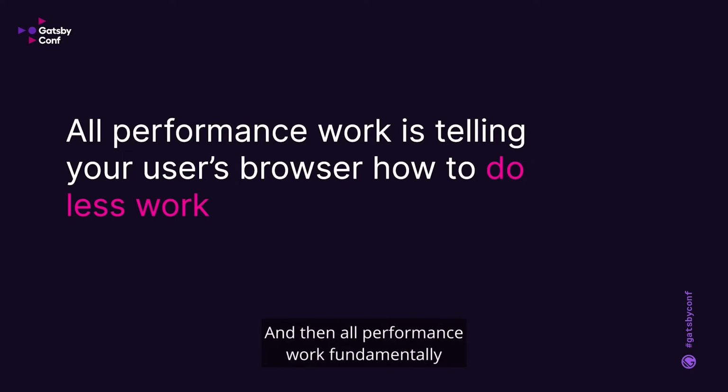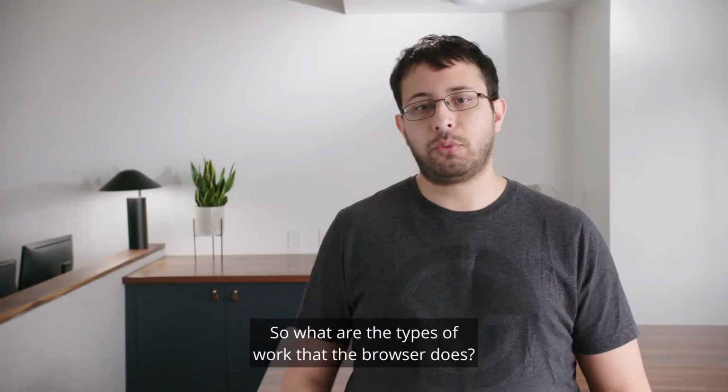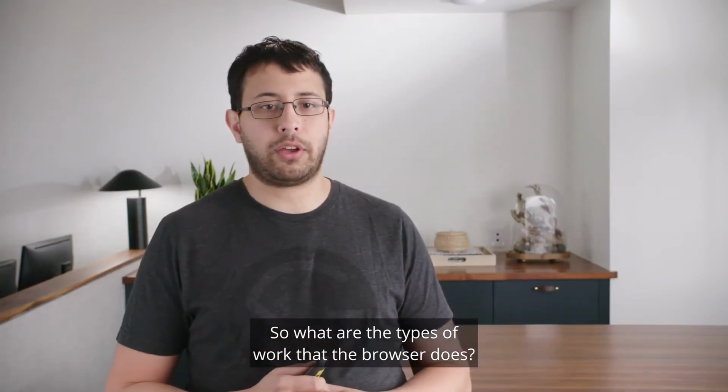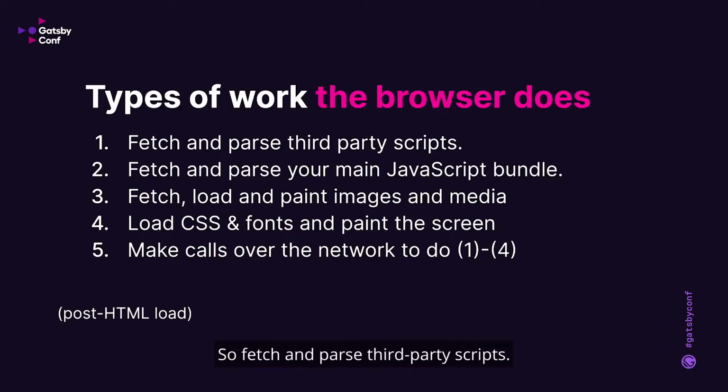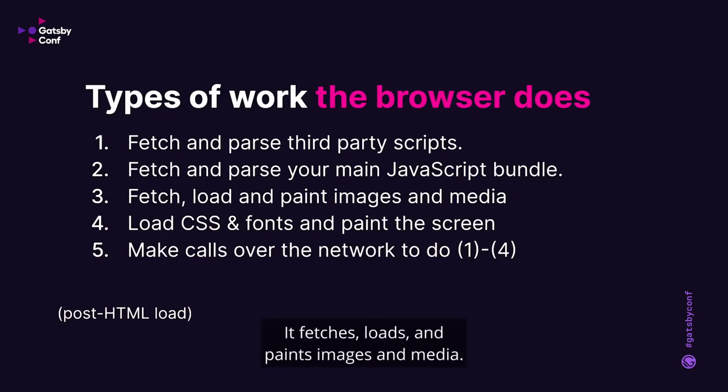And then all performance work fundamentally is about telling your user's browser how to do less work. So what are the types of work that the browser does? Well, there's a lot, but we'll focus on 5 that are especially relevant. First, fetch and parse third-party scripts. The browser fetches and parses your main JavaScript bundle for a page. It fetches, loads, and paints images and media.